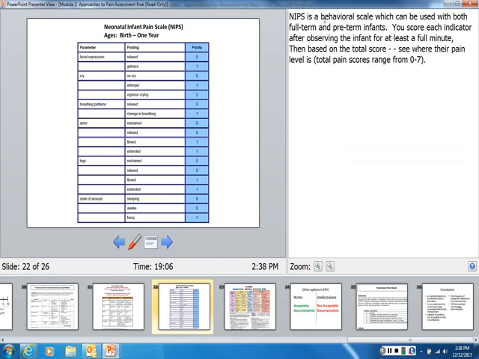The neonatal infant pain scale, or NIPS scale, is also a behavioral scale. It's been validated from birth to 1 year of age in both full-term and preterm infants. Again, you score each indicator after observing the infant for at least a minute. You score them based on this pointage and add it up, and the total pain scores on this scale range from 0 to 7. So 7 is going to be the most severe pain imaginable.